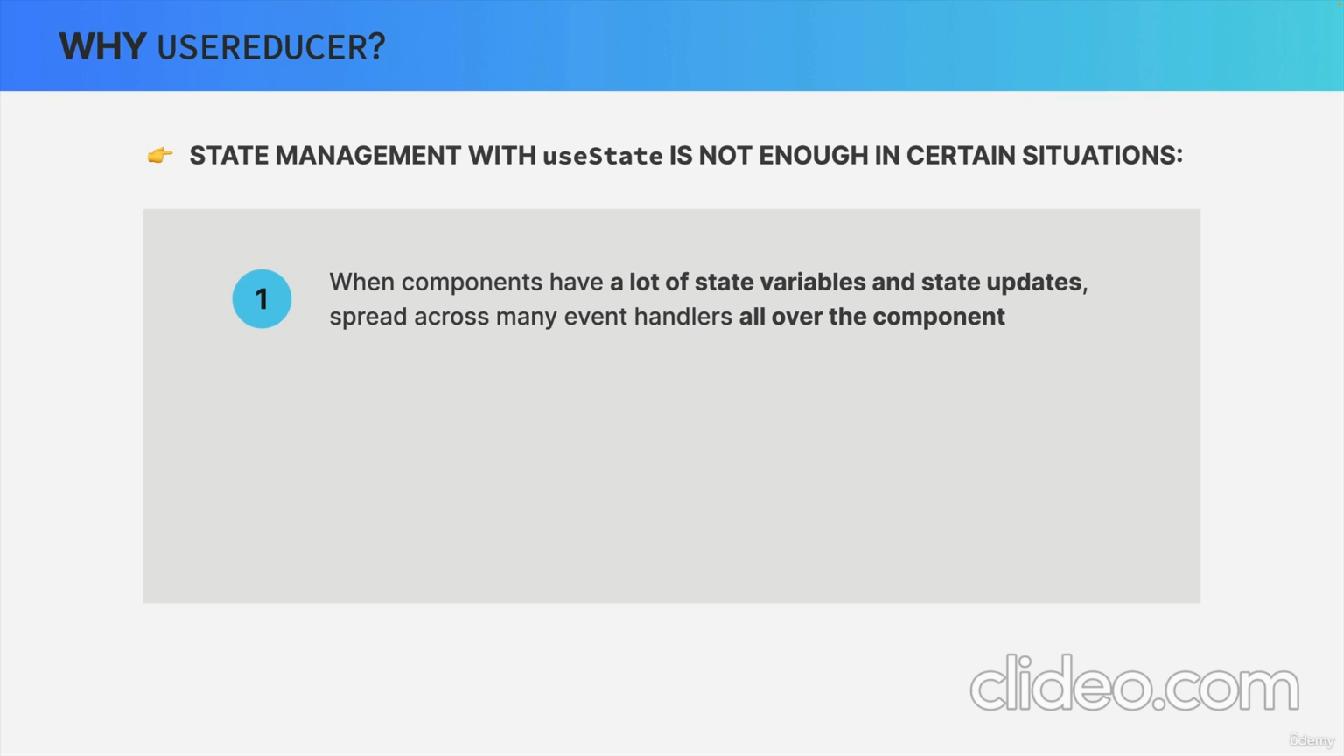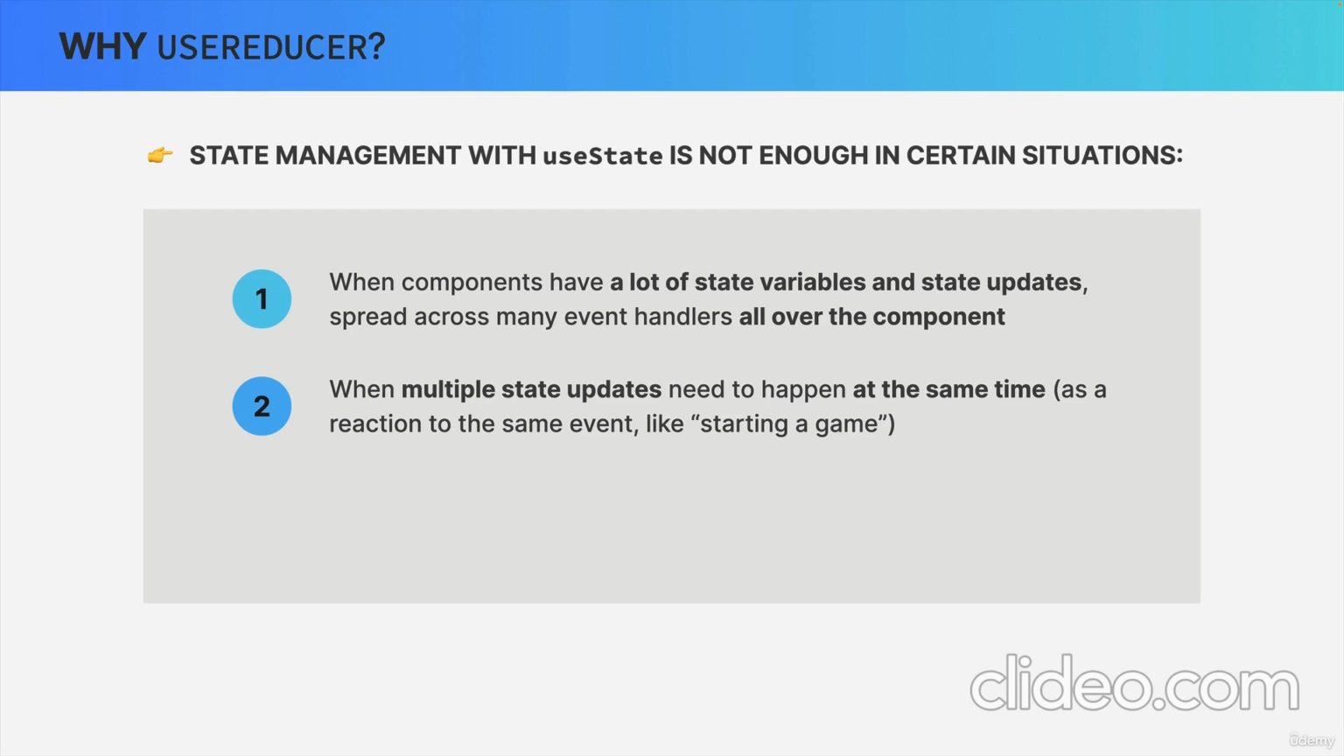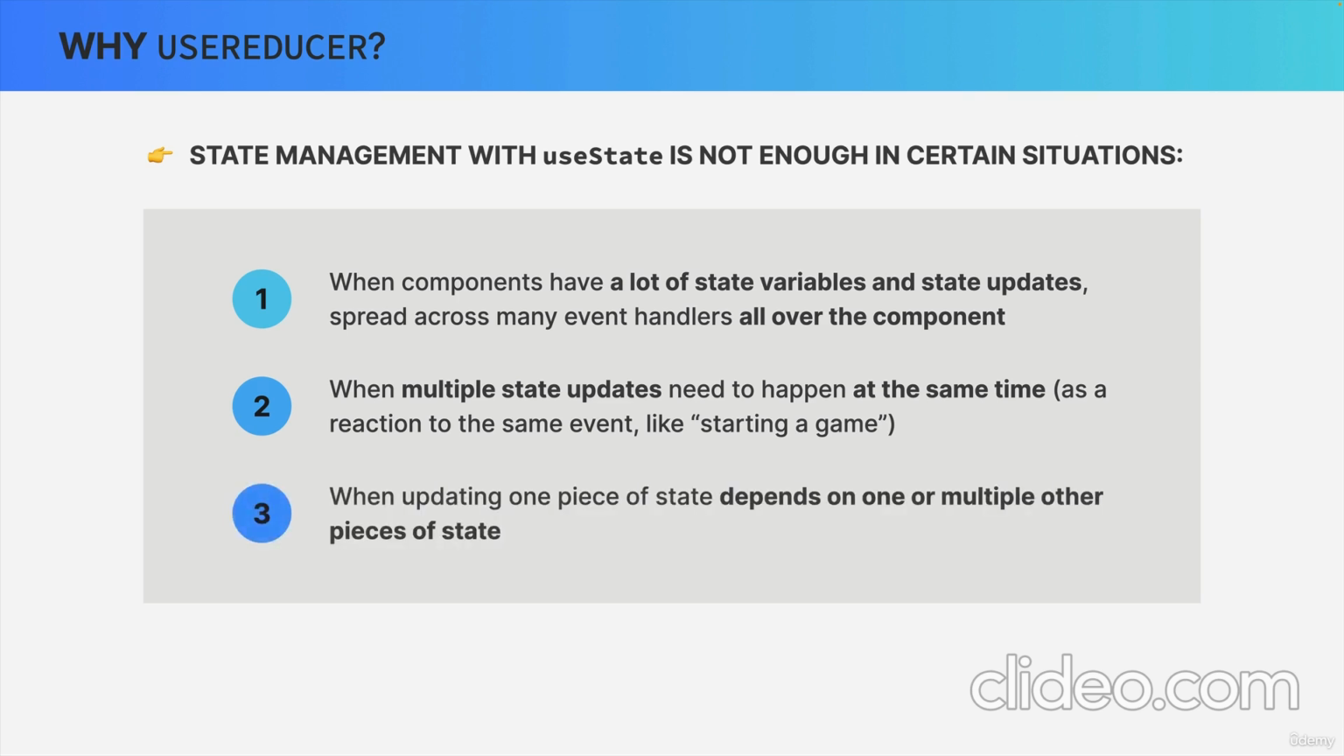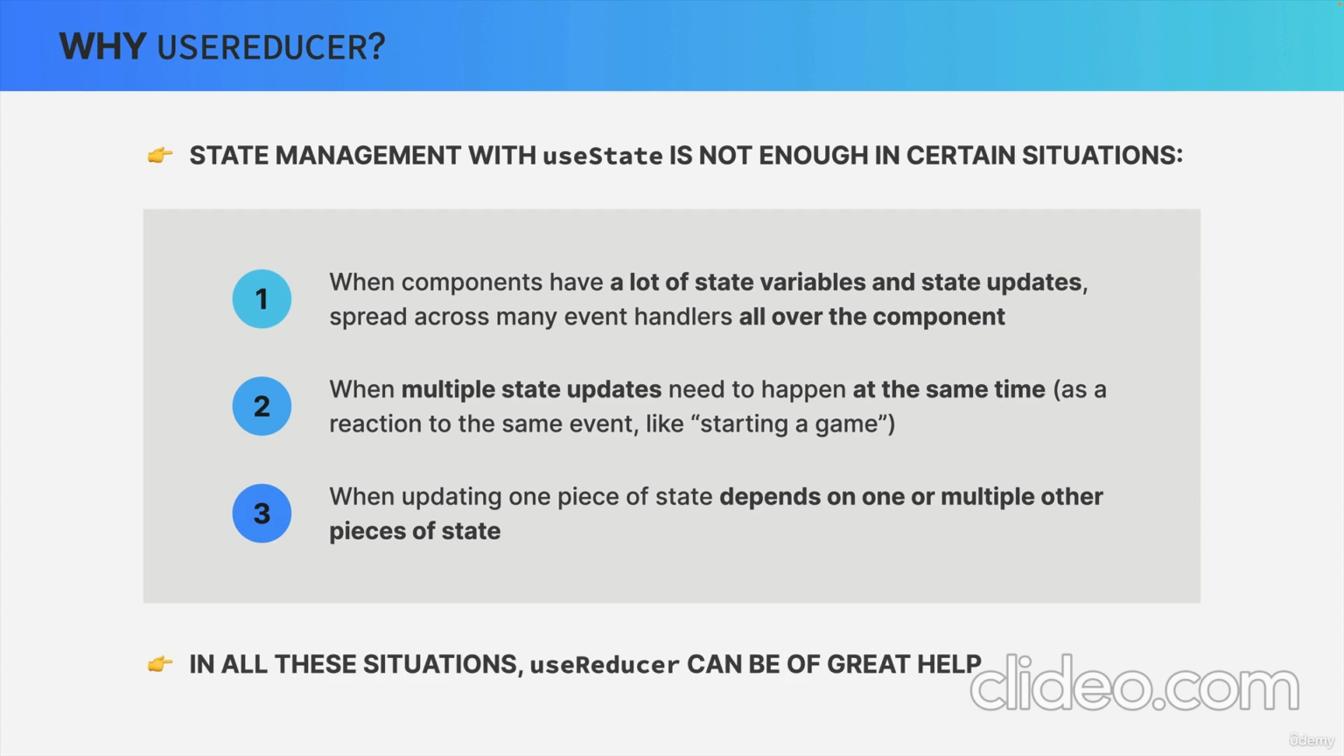It's also very common that multiple state updates need to happen at the same time, so as a reaction to the same event. For example, when we want to start a game, we might have to set the score to 0, set an isPlaying status, and start a timer. And finally, many times updating one piece of state depends on one or more other pieces of state, which can also become challenging when there is a lot of state. And so, in all these cases, useReducer can really help. So these are the problems that reducers try to solve, and so let's now see how.